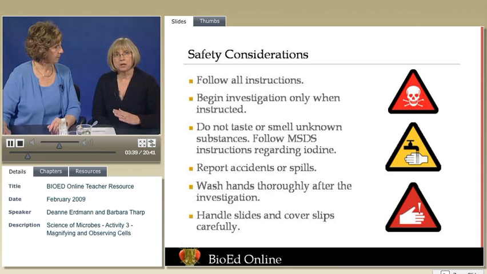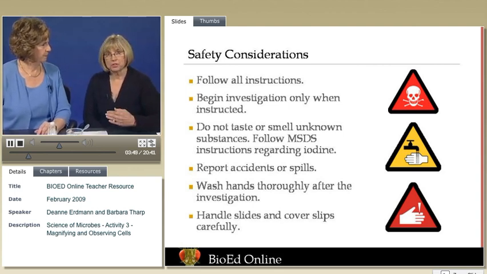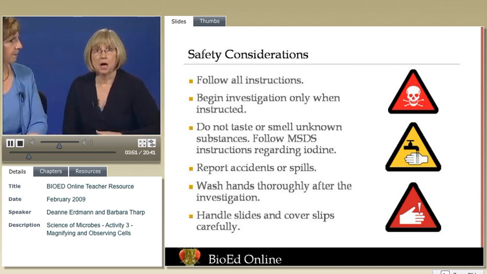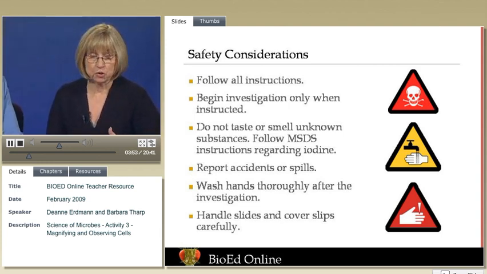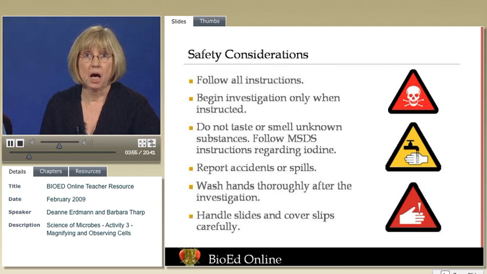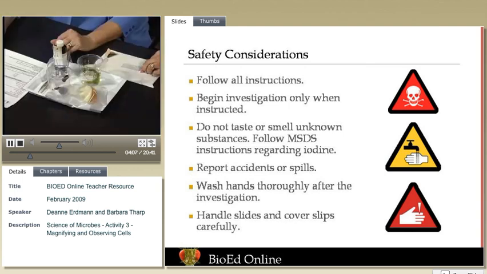Students must follow all instructions. They must only begin when you tell them it's time to begin. They aren't to taste or smell anything unless you tell them it's okay to waft it. They need to report any accidents or spills, and make sure they're cleaned up quickly. They want to wash hands after, but sometimes it's a good idea to wash their hands before the investigation and after the investigation. And also how important it is to handle the cover slips very carefully, because at this point in time we're using glass.